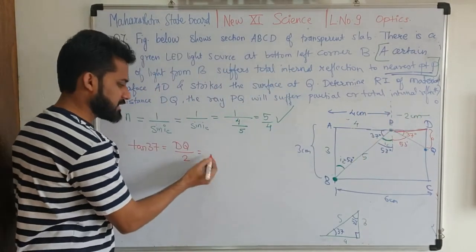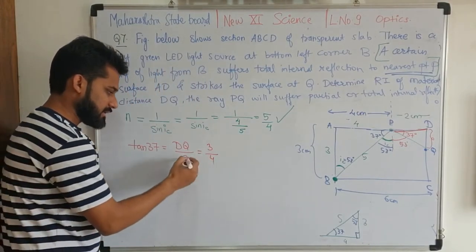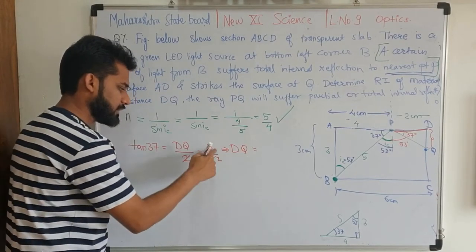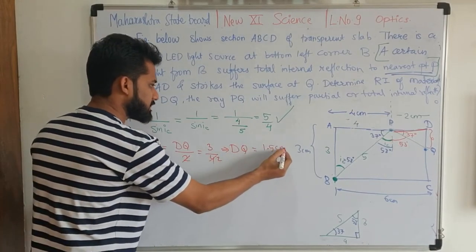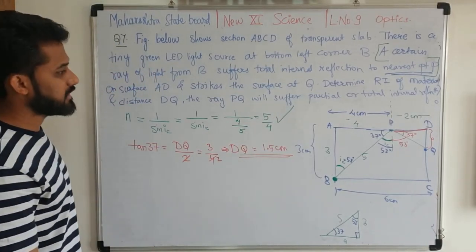But we know that tan 37 from this triangle is 3 by 4. And solving this, you will get DQ distance is equal to 3 by 2, that is 1.5 centimeters. All the distances are in centimeters, so distance DQ will also be in centimeters.